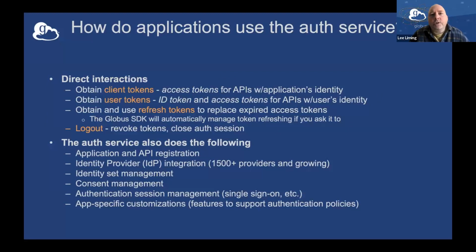Your application uses the auth service in order to get access tokens. Access tokens basically are the authentication credential that you use when you call a RESTful API. You call a RESTful API and you have to provide an authorization header, and what you put in there is the access token. It's just an alphanumeric string. When you call Globus Auth to do a login, it will return access tokens. There are two different kinds.